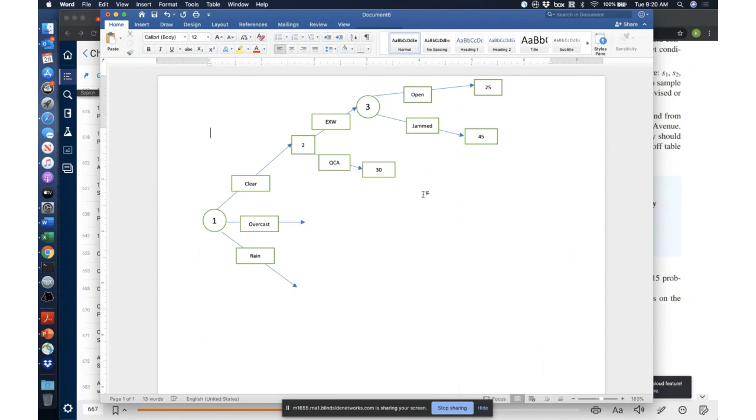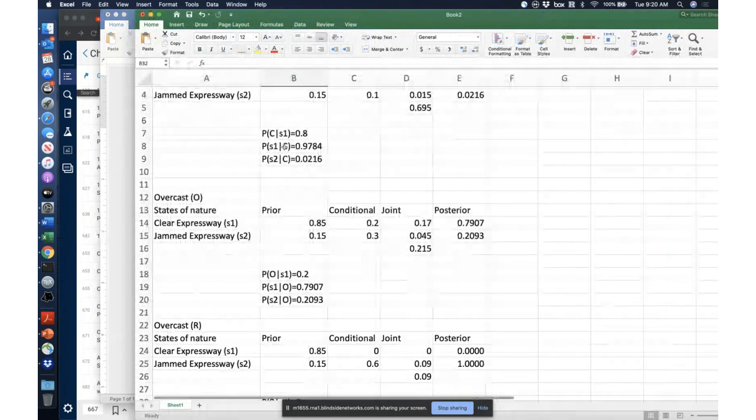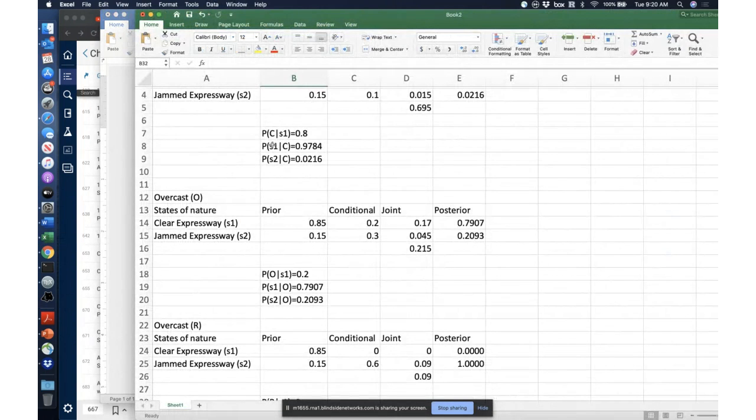minutes to get there. Now, what is the probability of open and jammed given that the skies are clear? Now, these are the probabilities that we just calculated. So given that the skies are clear, what is the probability that the expressway will be open? And what is the probability that the expressway will be closed? So that is 97.84% and 2.16%.